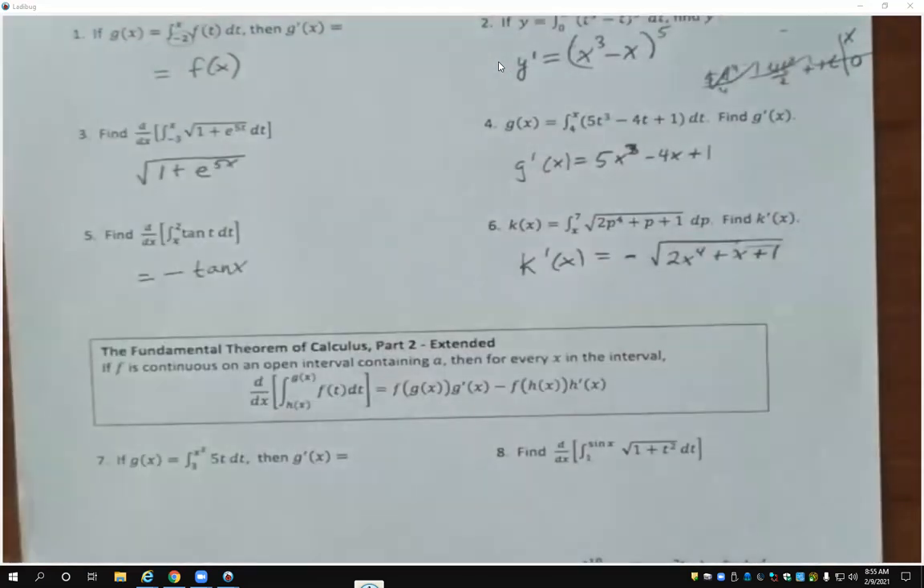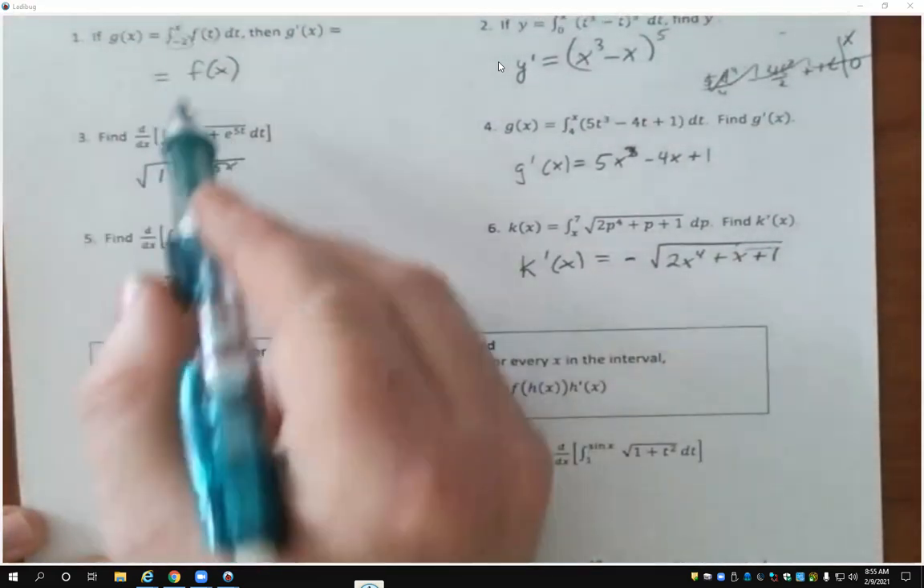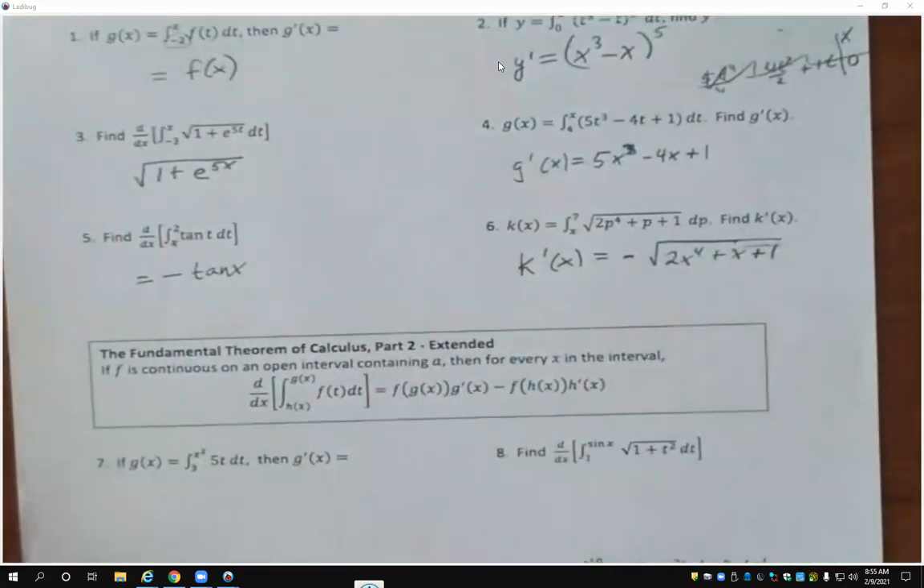Are there any questions about the fundamental theorem of calculus part 2 when it's just an x here? X on top or x on the bottom? It's not going to get harder, because you already know how to take derivatives. You just got to think a little bit more.